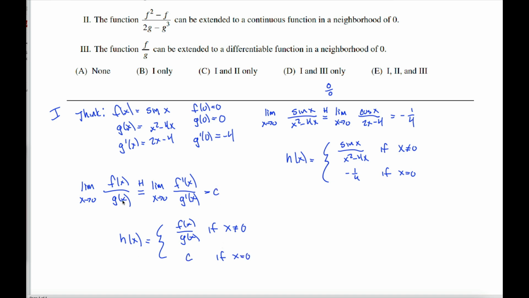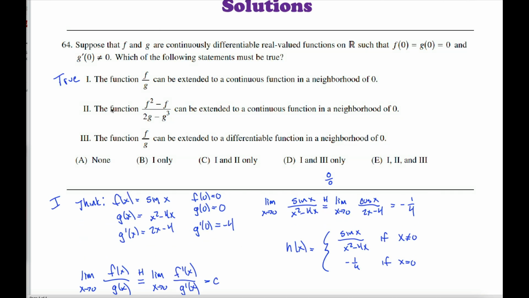As long as f of 0 and g of 0 equal 0, I can apply L'Hopital's rule. As long as g prime of 0 does not equal 0, this limit is equal to some constant. I can use that constant to extend this function to be continuous in a neighborhood of 0. Statement 1 is true. Statement 2 looks a lot harder, but it'll end up being kind of the same.